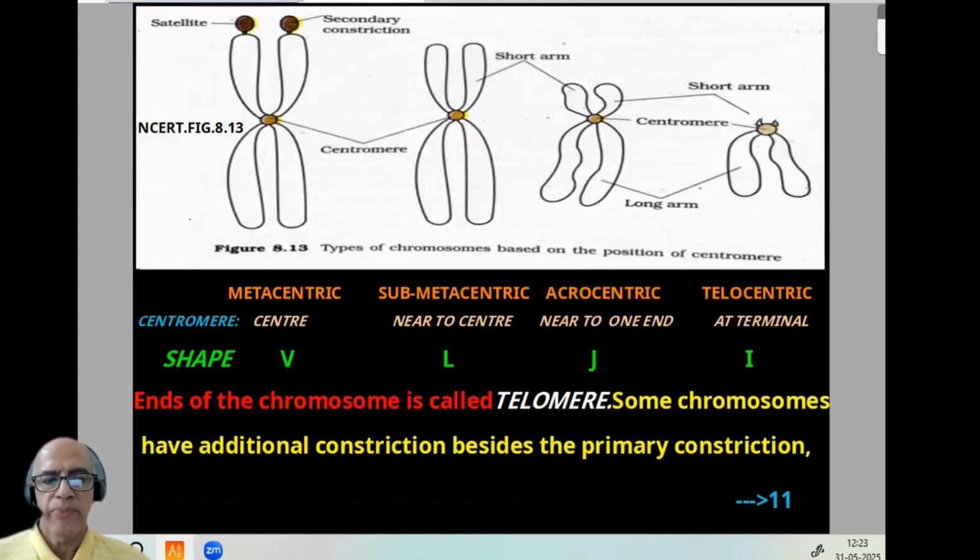First is metacentric, at the center, so the shape becomes V. Submetacentric, near to center, L. Acrocentric, going towards the end, that is J. And telocentric, at the terminal, I. Telo means end. Ends of the chromosome are called telomere.